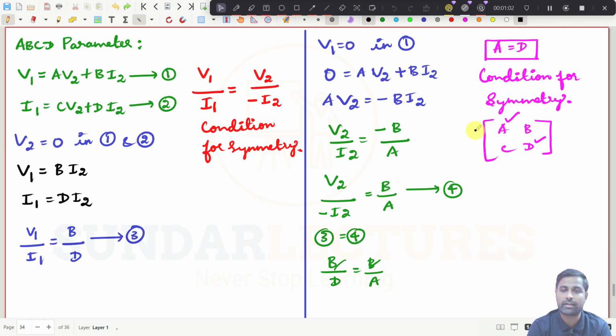Try to understand one thing. You need to find any one parameter. You go for Z or Y or maybe H or ABCD parameter, and if any one of these conditions is satisfied, then you can conclude that the particular network is in the symmetry condition. If A is equal to D, then obviously for the particular two-port network, the values of Z parameters Z11 and Z22 will also be equal. We will take some problems so that you can easily understand.